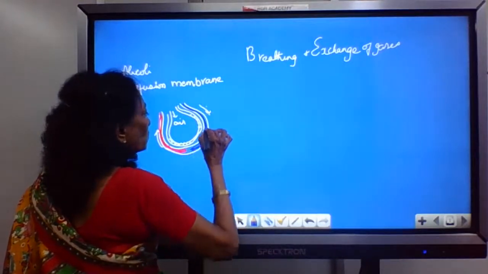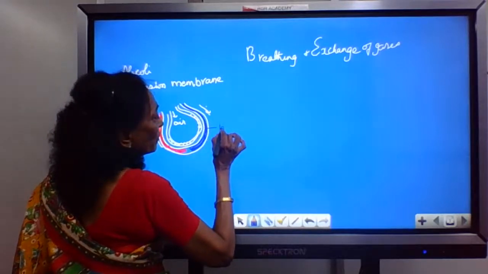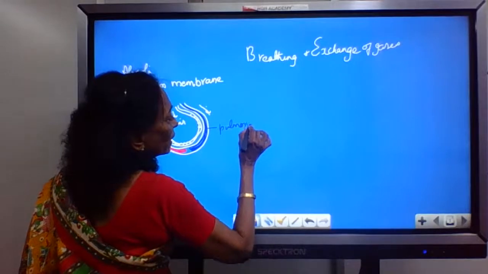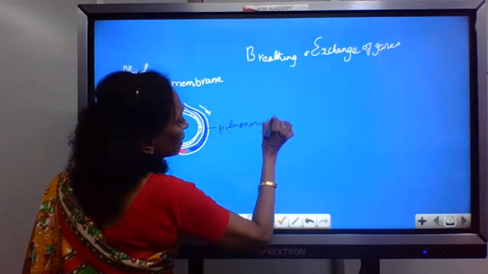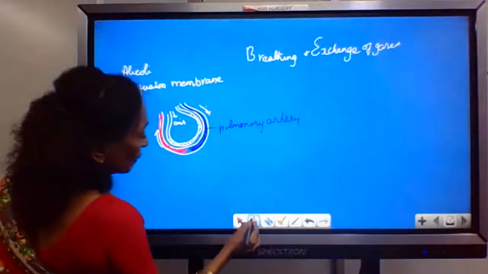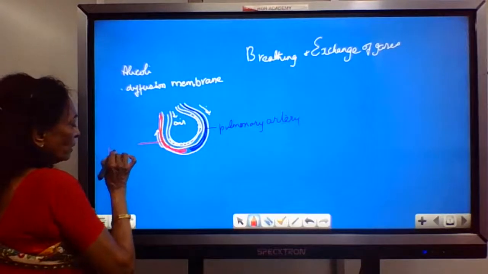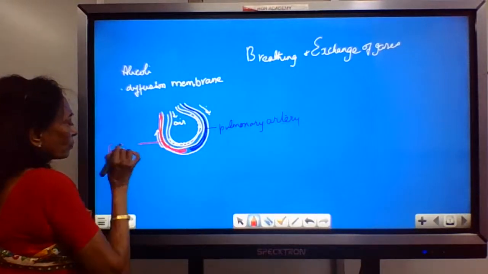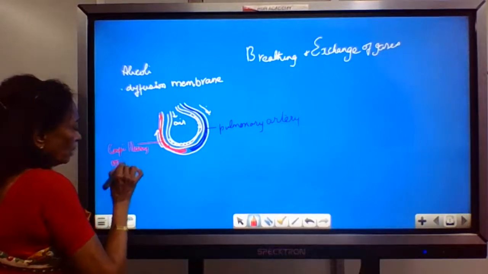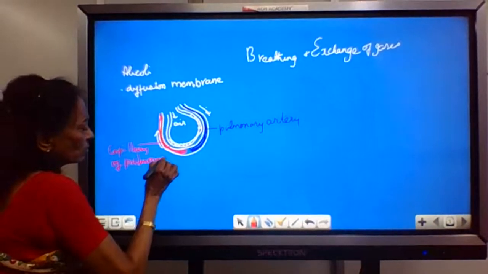Now for deoxygenated blood, the vessels are different. This is the pulmonary artery, the capillary of the pulmonary artery, and this is the capillary of the pulmonary vein.